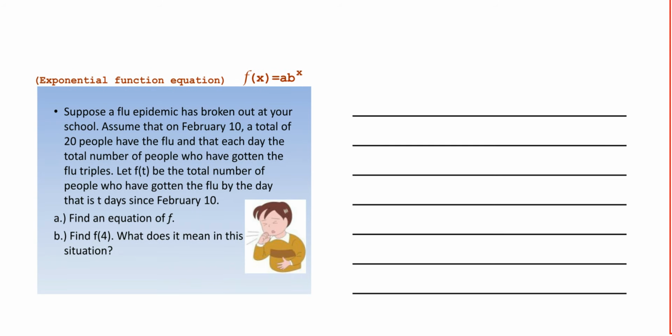So, suppose a flu epidemic has broken out at your school. Assume that on February 10th, a total of 20 people have the flu, and that each day the total number of people who have gotten the flu triples. Let f of t be the total number of people who have gotten the flu by the day that is t days since February 10th. A. Find an equation of f, and B. Find f of 4 and what it means in this situation.